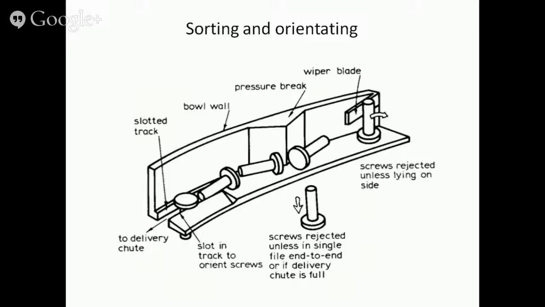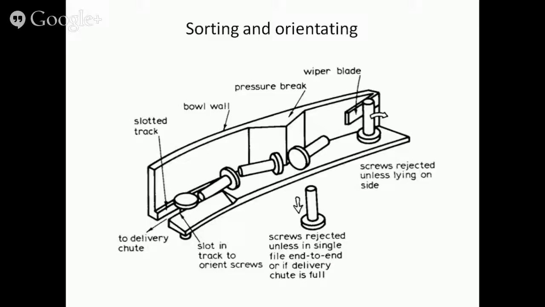This diagram shows how parts, here screws, are orientated. The screws move counterclockwise, that means from the right to the left. Screws which are not lying on their sides are rejected by a wiper blade, and they fall down into the ball again.